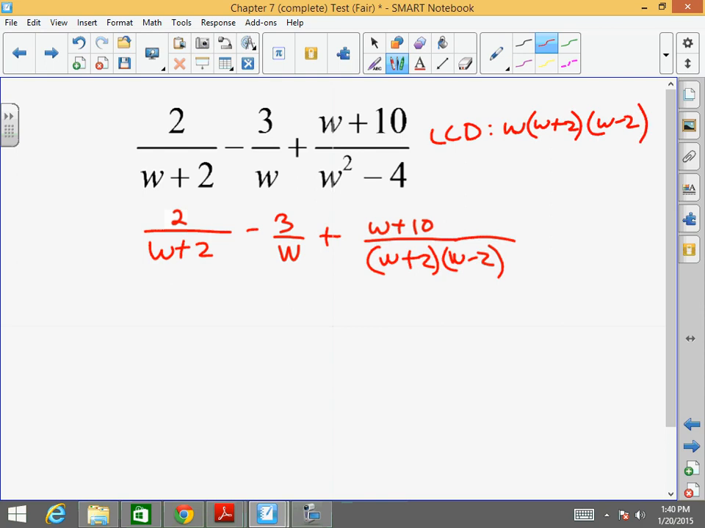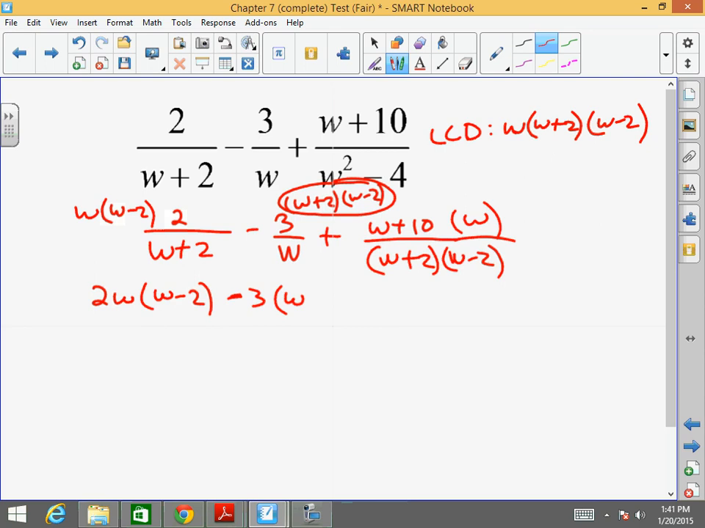So I have to multiply the top and bottom here by w times w minus 2. Here I have to multiply by w plus 2, w minus 2. And here I have to multiply by w. So I have a 2 and a w on the outside here. I'm going to clean it up for myself. That's what I did on my work so that I didn't mess up.